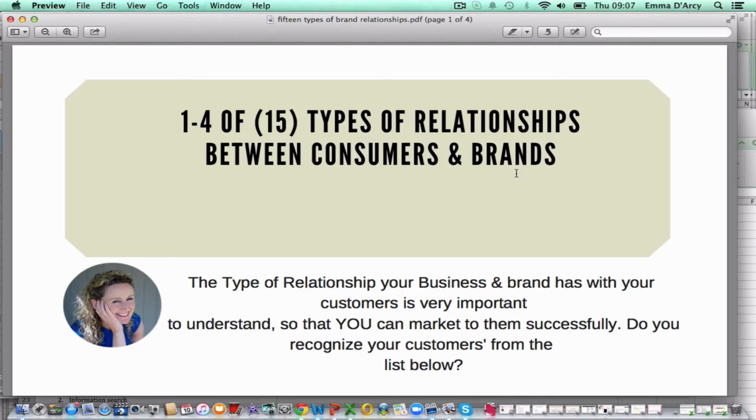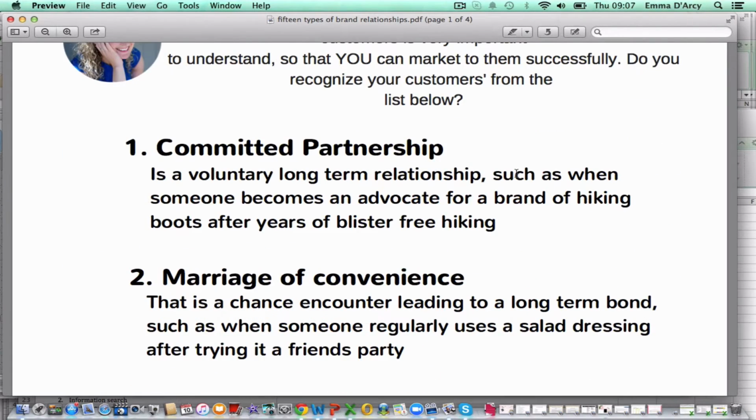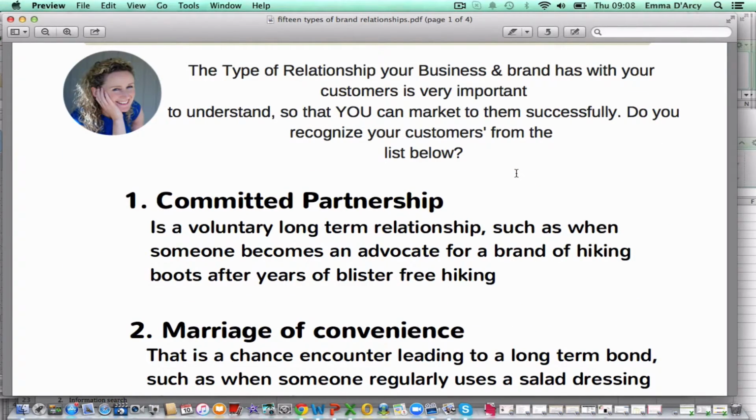So I'll just go down through these, and the idea of these particular types of relationships is to understand what type of relationship you have with your customers, and also to understand if you've got different offerings. So if you've got different businesses, or different products within your line, you need to understand each product, each business is entirely different, and there is a different relationship between every business and every customer.